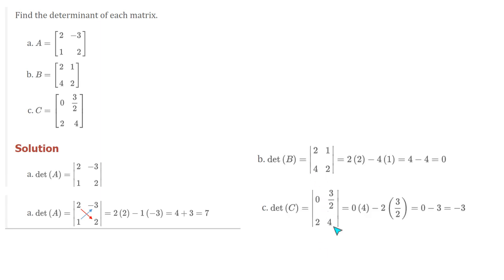So 0 times 4 and then 2 times 3 halves. So we end up with 0 minus 3 is negative 3.